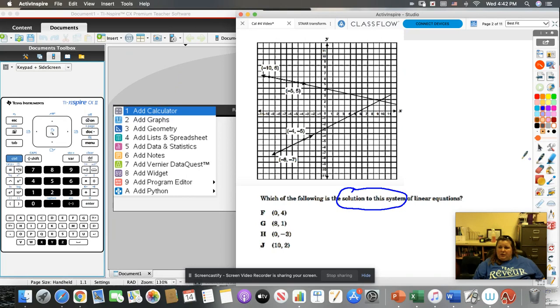So the question is, are these going to intersect at 0 and 4? Okay, 0 on the x, 4 on the y. They're definitely not intersecting there, so that's not the right answer.